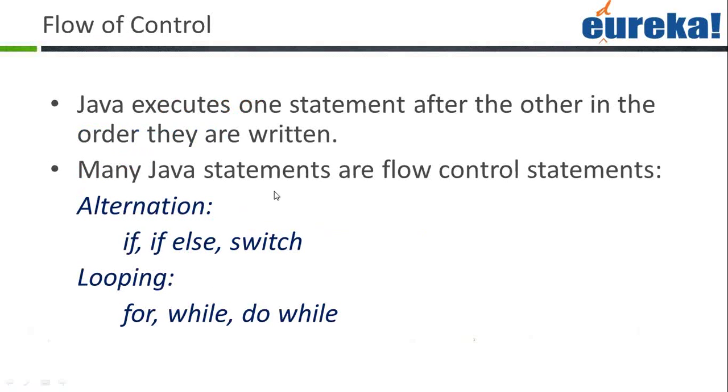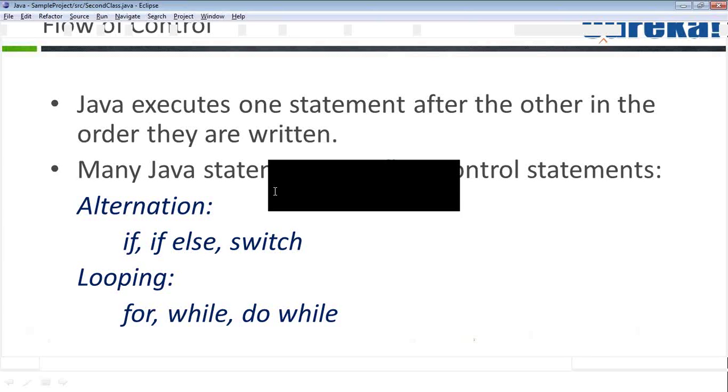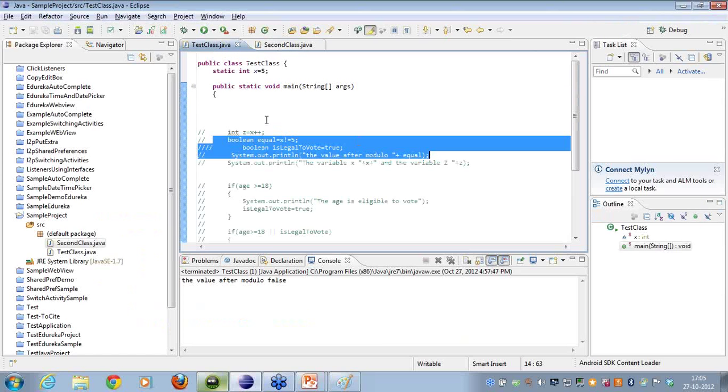Now let's talk about the flow of control, how exactly the flow of control works in Java. Java executes one statement after another in the order they are written. So it is very much like a sequential programming construct. Then we have many Java flow control statements, which are the if, the else if, and the switch. I have already told you about the if. Let's talk about if. Let's talk about else if.